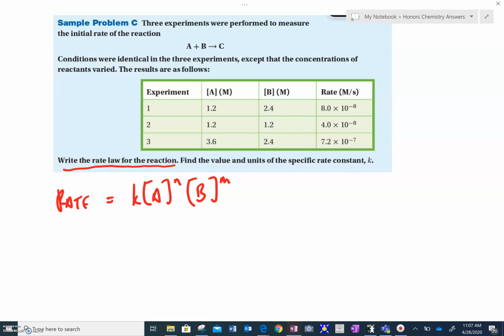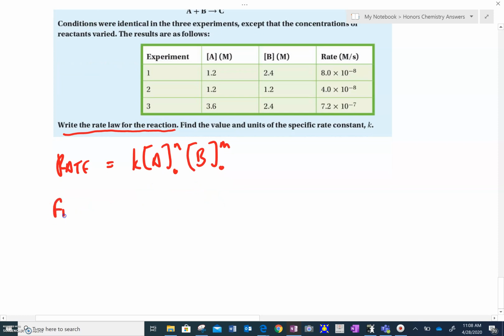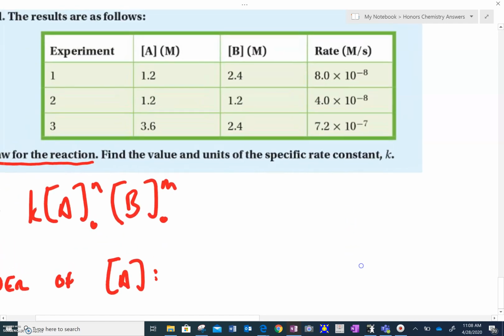Okay, so what does the initial concentration of A do to the rate? What does the initial concentration of B do to the rate? So let's do this first. Let's find the order of each of these reactants in turn. So let's find the order of reactant A. What we're going to do is look for a couple of experiments that change the concentration of A and don't change the concentration of B.